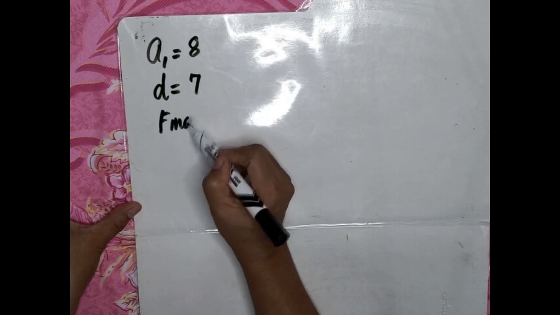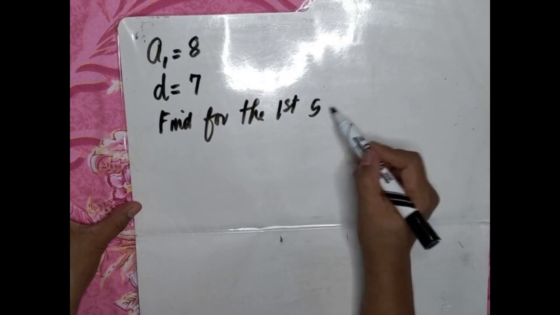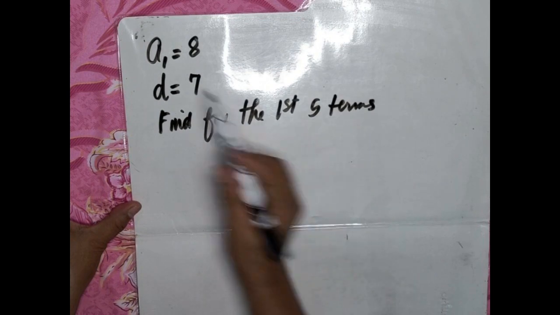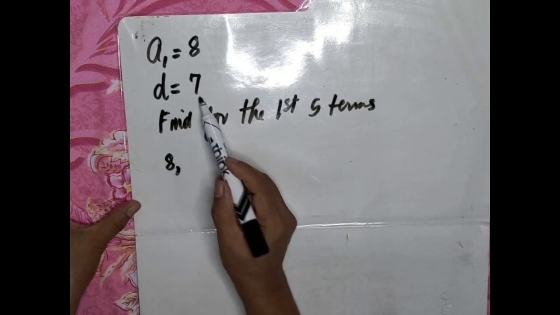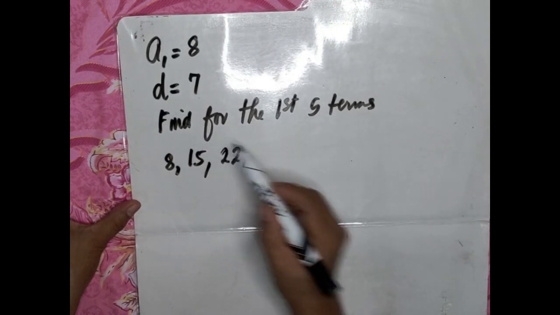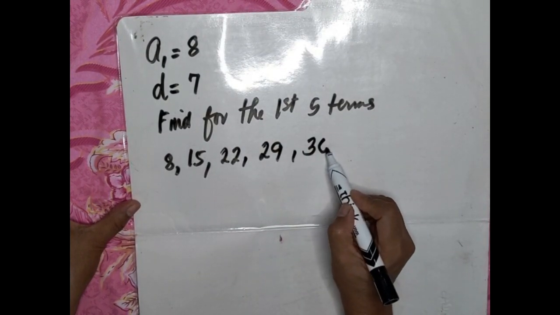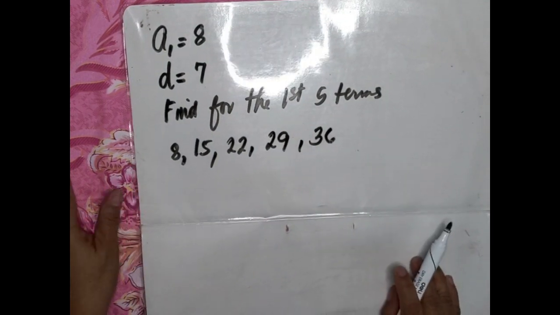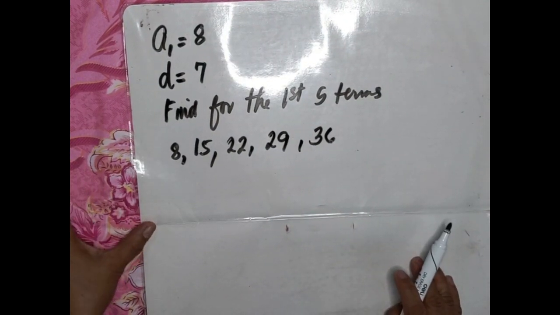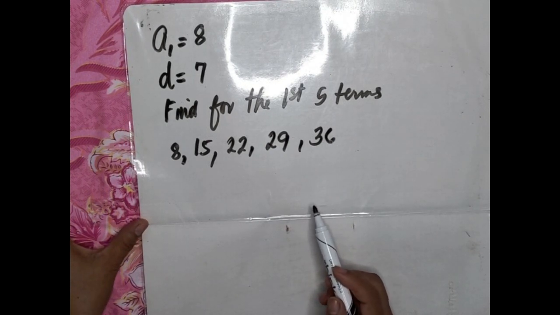So, find the first 5 terms in our sequence. Okay? So, we have a sub 1 is 8, plus 7 is 15, plus 7 is 22, plus 7, 29, plus 7 is 36. So, these are now your 5 terms given your a sub 1 and your common difference. Okay? So, that is another skill. Finding the first 5 terms given the first term and the common difference.